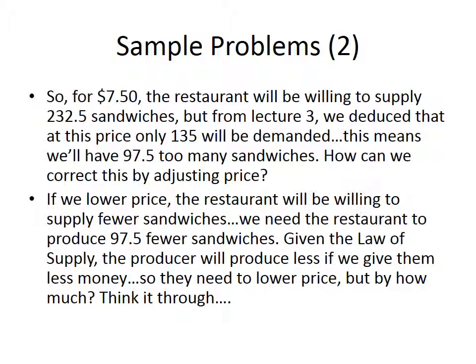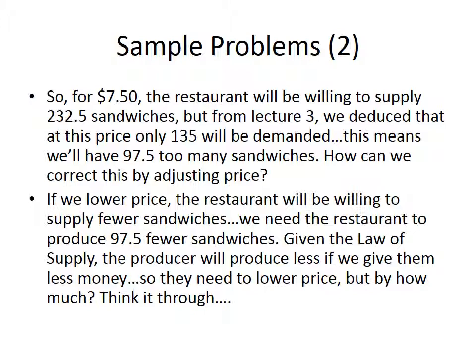Well, we're dealing in this lecture only with supply. So let's adjust supply. How do we need to adjust supply? We need to drop supply by 97.5 units, okay, so that our supplier is supplying as much as our consumer is demanding. So we need to drop it by 97.5 units.